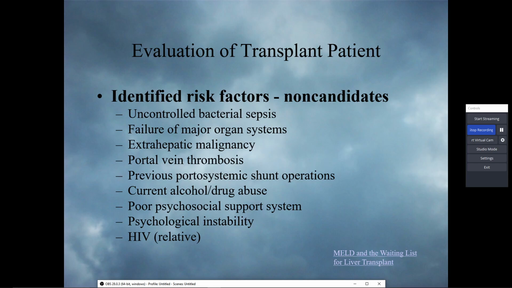We have poor physiologic support systems, and what we mean by that is psychosocial. And believe it or not, one of the evaluations they do for any organ transplant, such as this one, is they actually ask, who's going to take care of you when you get home?